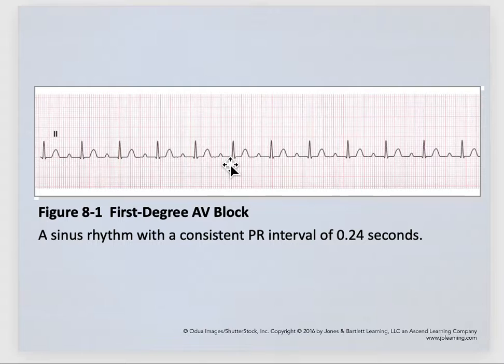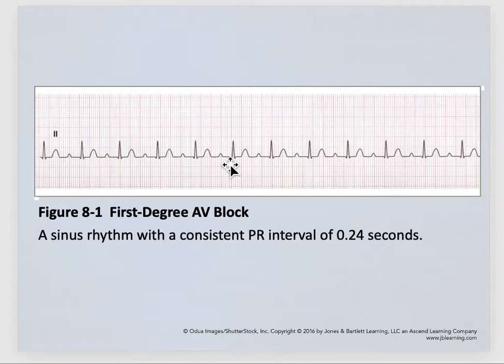We call it a first degree block, but in your head, I'd like you to remember it as the word delay, because nothing is missing. There are no irregularities. The only problem is the PR interval is delayed. Going down the conduction track, that communication is delayed, therefore it's slowed. So the PR interval on the tracing is longer than it should be, right?